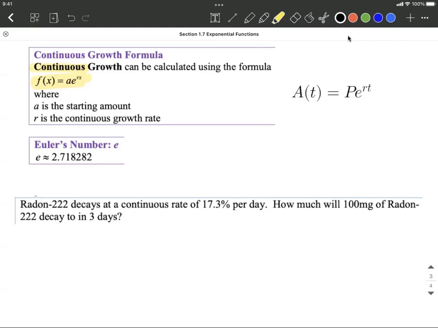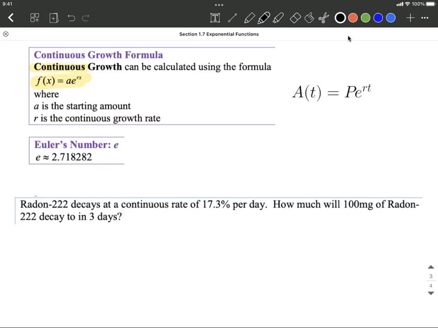2.7182, etc. All right, but in this formula, as we break it down, A is going to represent the starting amount, much like it did with our compound interest, but this is continuous, so that's the big keyword we're going to be looking for. All right, if you see continuous, go to this formula. R is going to be our continuous growth rate, and we have to be a little bit careful. Things can get larger continuously, in which R is going to be positive, or things can decay or get smaller over time, in which case R is going to be negative.